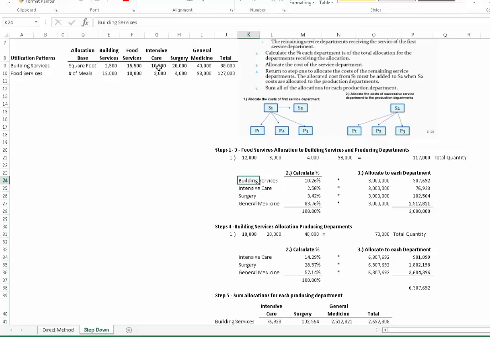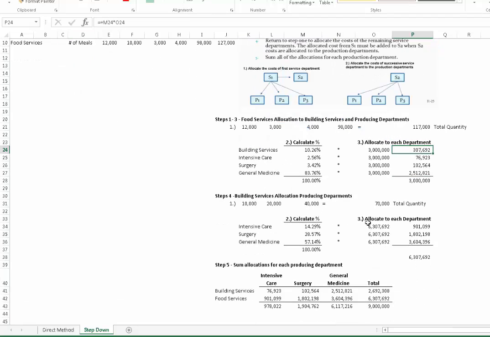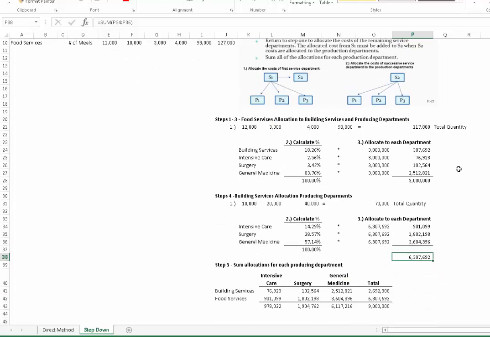So very similar to what we did in the direct method, we're just picking up the 10,000, 20, and 40 as far as our total allocation base, which is 70,000 in total. That gets our percentages, and as I said, we're not doing just the 6 million because we have to consider the 6 million plus the 307,000 that was allocated from food services, and that's the multiplication by the percentage of consumption, and this is what gets allocated to the cost. So when we do the total, as far as step 5 down here, we sum all the allocations for each of the producing departments to find out how much of the costs of these overhead departments or cost centers each one is picking up.